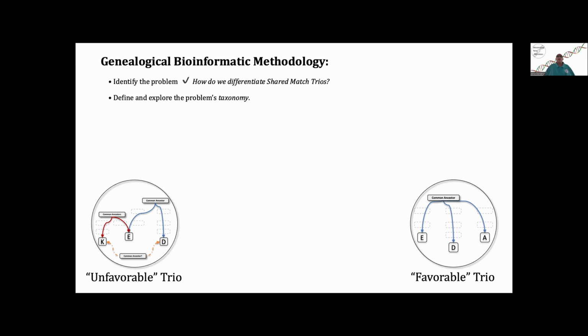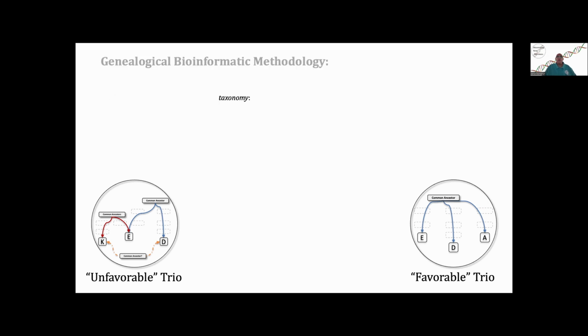So returning to our methodology, we've identified our problem. How do we differentiate shared match trios? We'll proceed with step 2 to define and explore the problem's taxonomy. I realize taxonomy isn't a genealogical term, and indeed, if you've encountered it elsewhere, it's probably been in the context of life sciences, where it means the classification of something, especially organisms. And if you were a biologist, that's pretty much what taxonomy means.